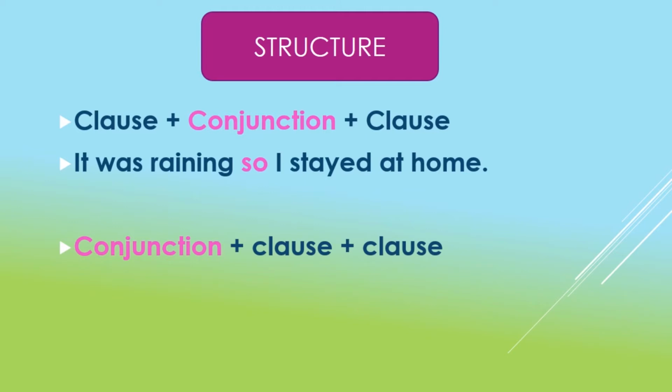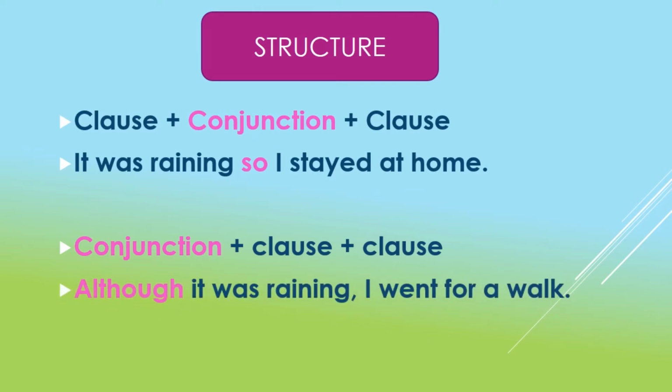We can use this in another form. Conjunction plus clause plus clause. Although it was raining, I went for a walk. Here, although is the conjunction which comes first, and then it was raining, I went for a walk. These are different clauses.